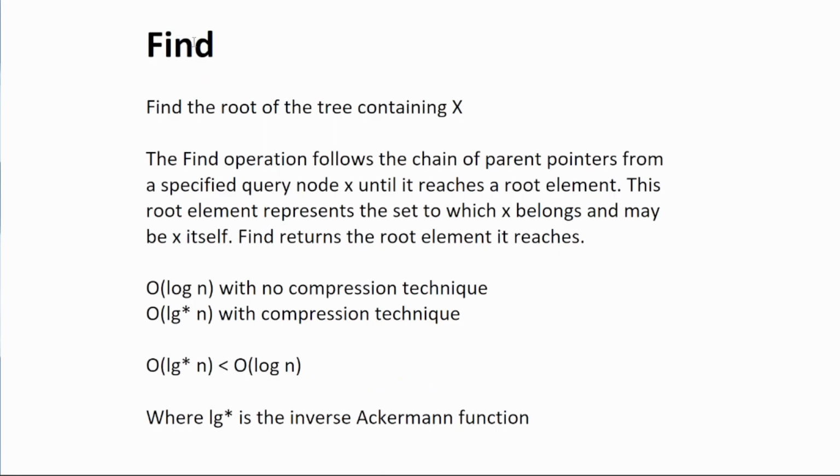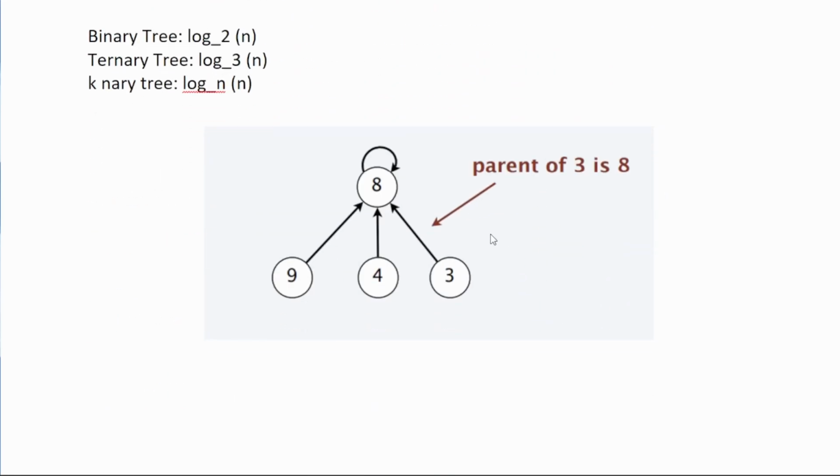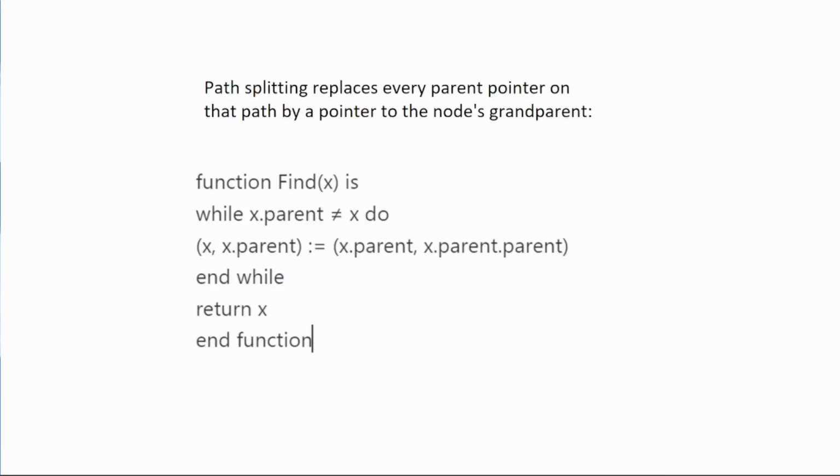The runtime of the find function is O(log n) with no compression technique. As we mentioned, we have a tree and we want to find the root. In the worst case scenario, we start with the leaf. From the leaf, we want to reach the root, and the runtime will be log n. Just a quick review on traversal from the leaf to the root in a tree. If we have a binary tree, it's log base 2, ternary tree, log base 3, k-ary tree, we have log base k.